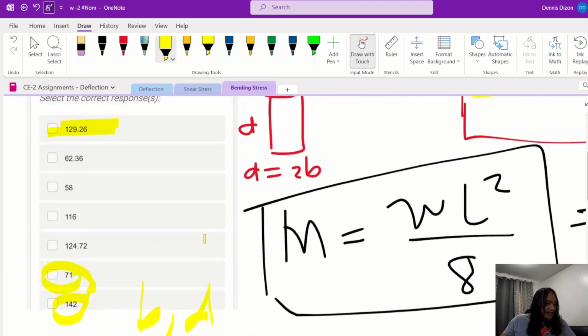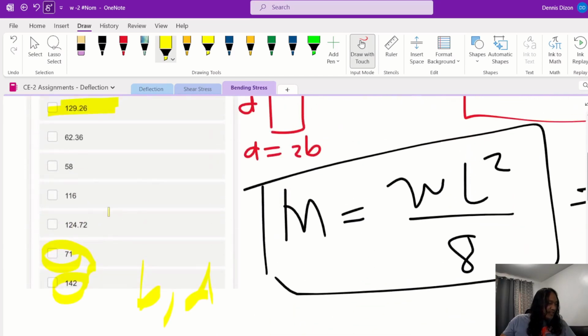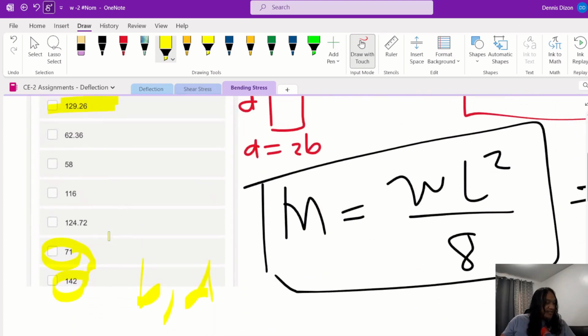So on this one, again, the depth is 129.3. It's in here, but for some reason, half of that is not found in the choices. Maybe it's somewhere below that was not included when he snipped the problem.